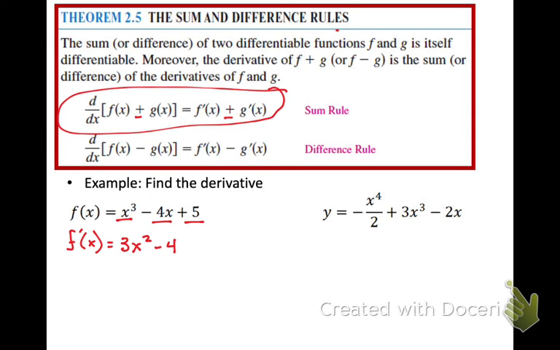Nope. It's the first rule you learned today. 0. So your derivative is 3x squared minus 4. Your function was a cubic, your derivative is a quadratic. If your function was a 6th degree polynomial, your derivative is going to be a 5th degree polynomial. Try the next one on your own.